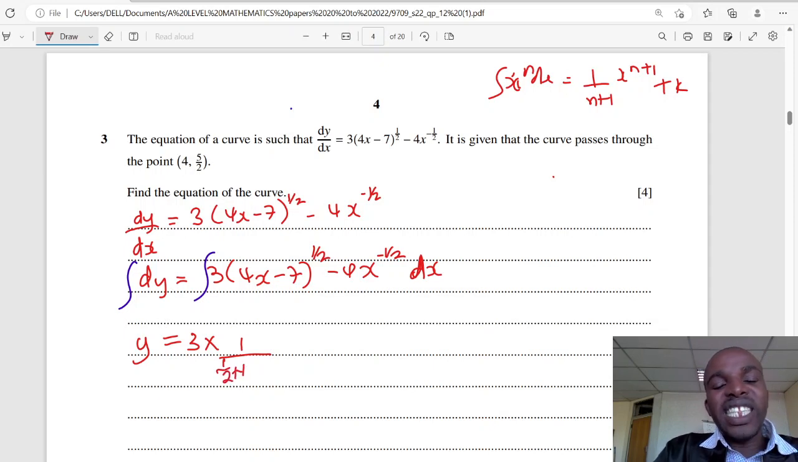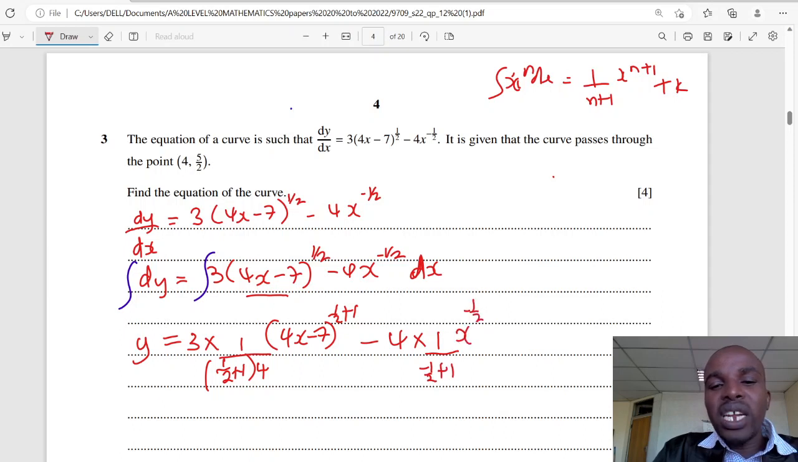Now, there are things inside the bracket. You have to multiply by the derivative of what is inside the bracket, which is 4x minus 7, so times 4. Then you maintain 4x minus 7 to the power half plus 1. You add 1 to the power. Then minus 4 is a constant, times 1 over minus half plus 1, then x to the power minus half plus 1. Then plus a constant. I can put k.